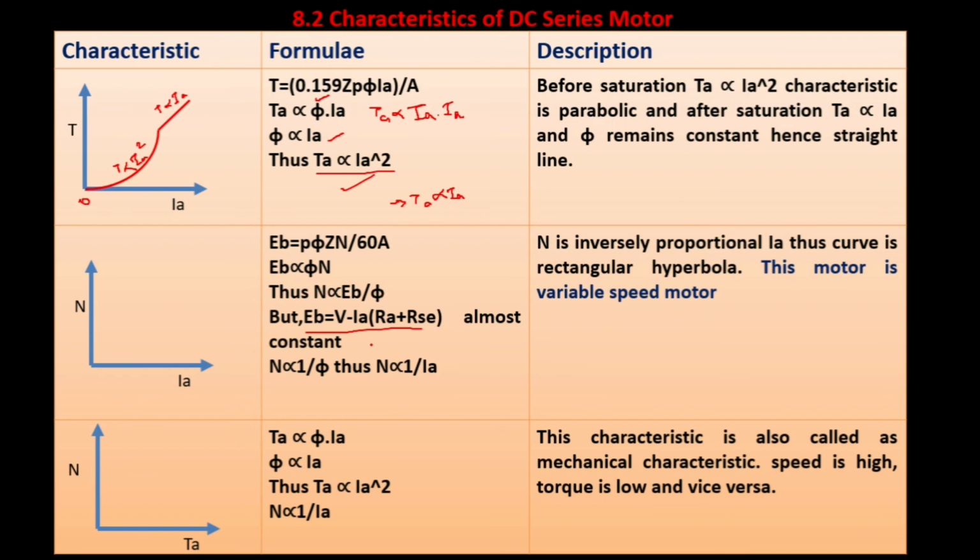Okay, if n is inversely proportional to phi, that means n is inversely proportional to Ia. If anything is inversely proportional to each other, what characteristics do you get? You get a rectangular hyperbola. So this is the characteristics that you get. So N is here inversely proportional to the armature current.